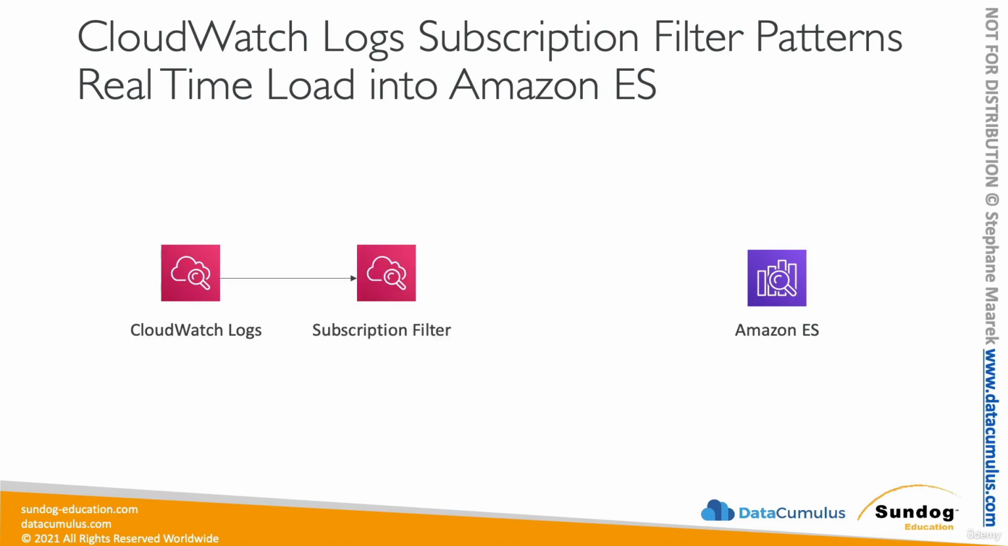So we have our subscription filter still. But this time, we are going to load this directly into a Lambda function, which is going to stream all the records. And that Lambda function can use API calls to load data in real time into Amazon Elasticsearch. So we've removed Kinesis Data Firehose because it was near real time. And instead, we've replaced it with a Lambda function.